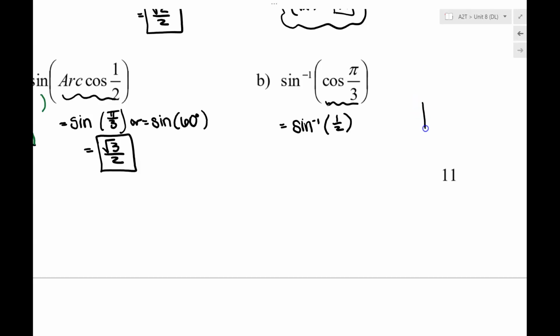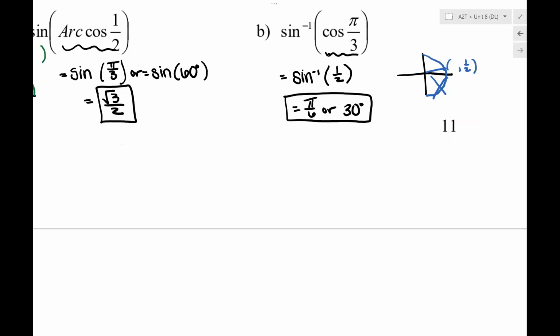So now I need to figure out the sine inverse of 1/2. We know that it's from negative pi over 2 to pi over 2, so we are in that first quadrant. And it is the y coordinate. So then our inverse sine of 1/2, oopsies, sorry guys, is going to be either pi over 6 or 30 degrees.